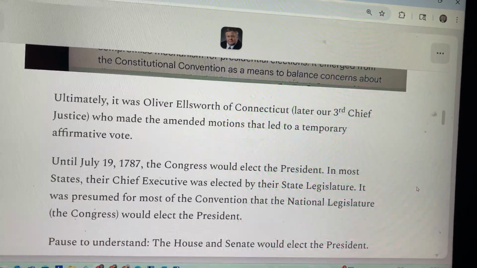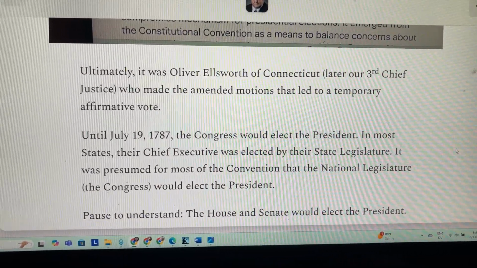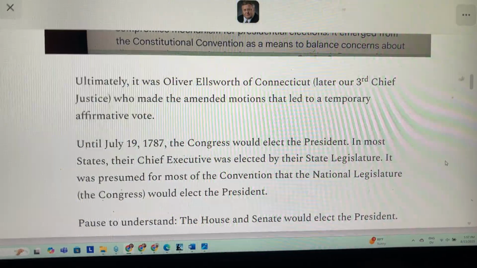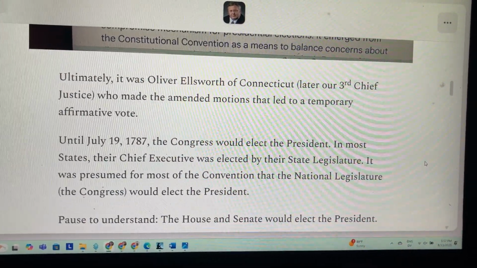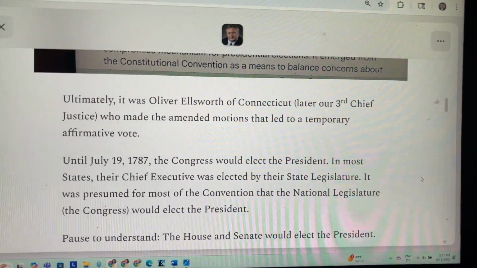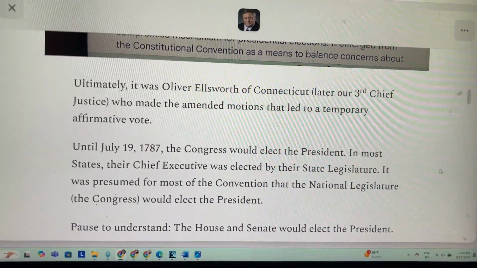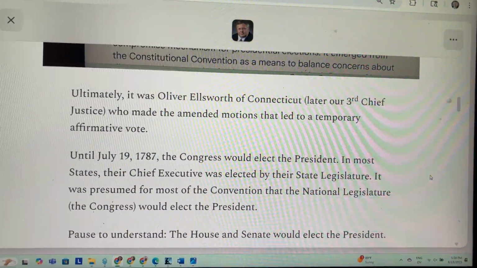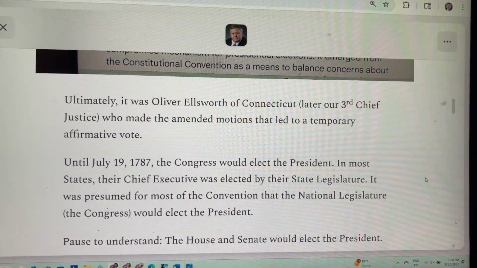Oliver Ellsworth, who was later our third Chief Justice, made the amended motions that led to a temporary affirmative vote. Now, throughout the whole convention, May, June, and up to July 19th, the Congress would elect the president. In most states, their chief executive, the governor, was elected by their state legislature. Governors swore to see that the laws created by the legislature were faithfully carried out.